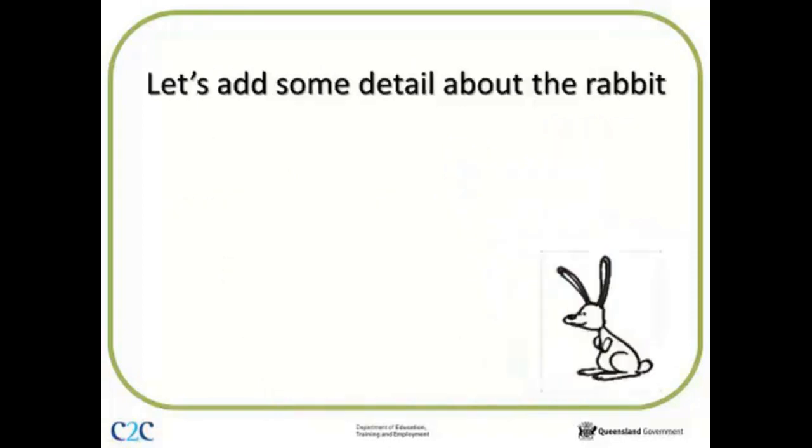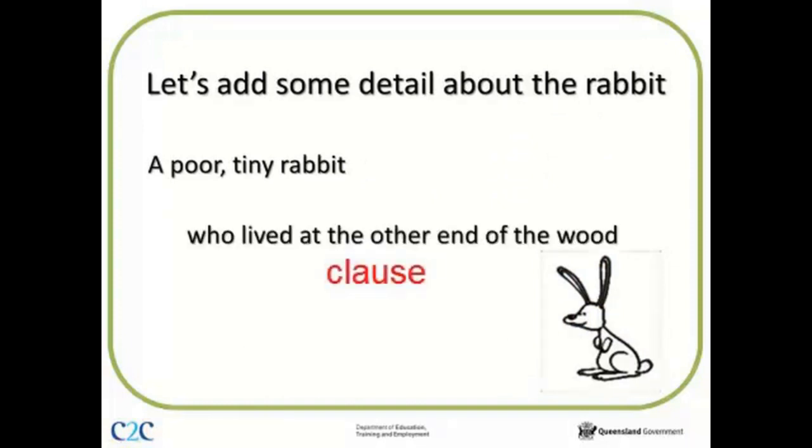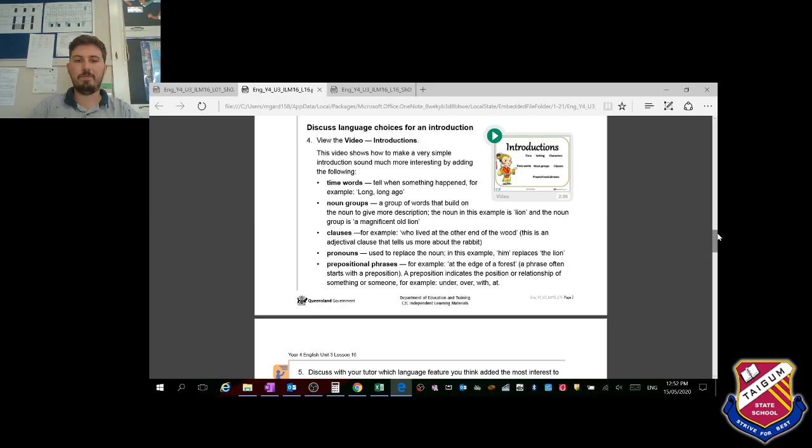Now, let's add some detail about the rabbit. He's going to be a poor, tiny rabbit. That's a good noun group, and we're going to put in a clause to give some information. Who lived at the other end of the wood. Avoided him at all costs. There's a pronoun in there too, so avoiding the lion at all costs. Now, let's put it together and see how it sounds. Long, long ago, there lived a magnificent old lion, named Leo, who ruled a large wood at the edge of a forest. A poor tiny rabbit, who lived at the other end of the wood, avoided him at all costs. Ah, that introduction sounds much better.